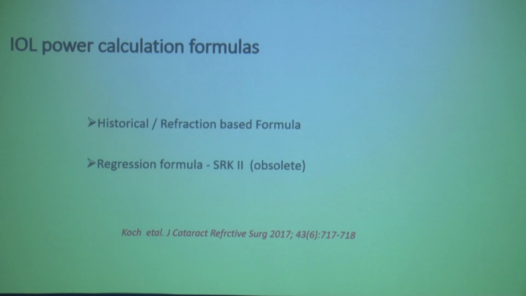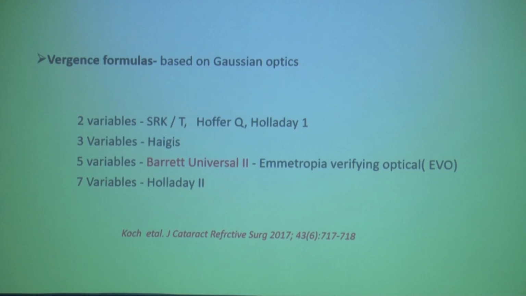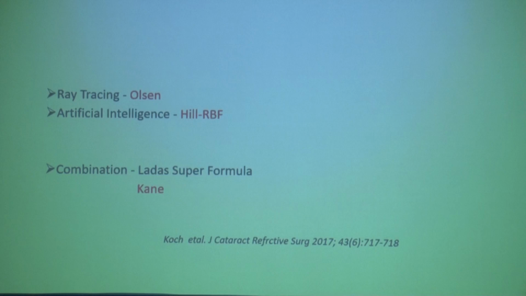Dr. Douglas Koch has classified formulas based on their method of derivation and the data they use, and the older ones are obsolete. The Vergence formulas are based on Gaussian optics, and Barrett Universal 2 is based on 5 variables, that is axial length, keratometry, anterior chamber depth, lens thickness, and white to white. And Holladay 2, in addition to these, uses preoperative refraction and age of the patient.